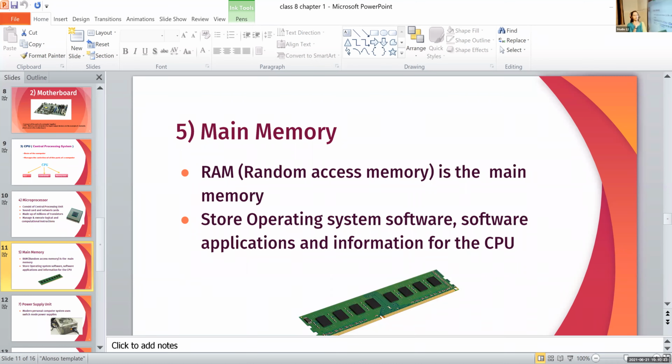It stores the operating system, then software applications and the information for the CPU. Note this point. It is known as the main memory. RAM is the main memory. One important question is the full form of RAM, random access memory. We can read and write. It is also known as volatile memory because it is a temporary memory. If the power goes, our data will be lost.